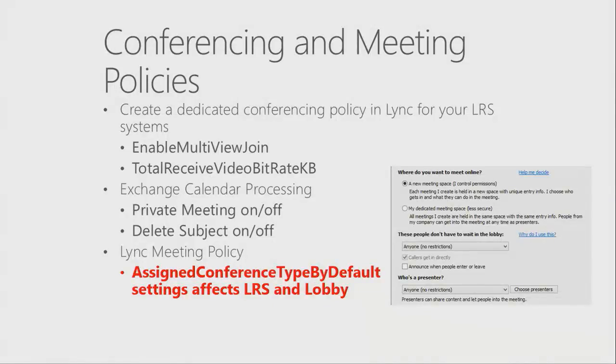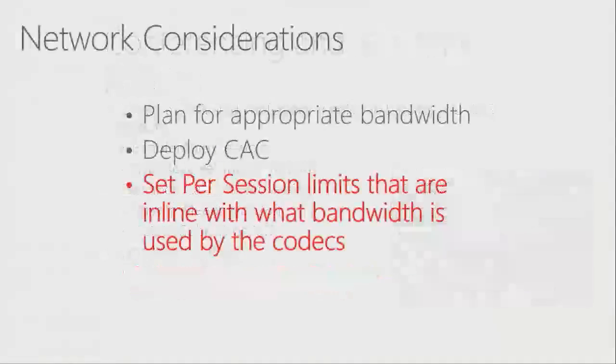All right, the guys with all the bandwidth, right? Network considerations. Plan for appropriate bandwidth, that's very important. Deploy call admission control. And this last bullet kind of goes with the first bullet. Set per session limits. When you're setting your per session limits, if you have a codec that's taking 90K and that's the one you want to use, don't set your session limit for 100 because you're giving away 10% of your bandwidth on every call. So set per session limits, and this is a good practice in call admission control in general.